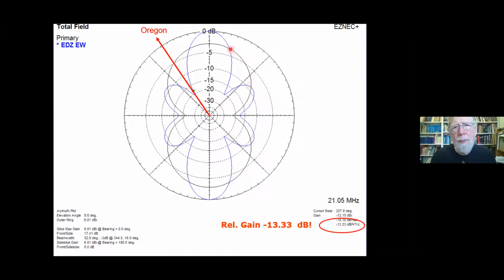So you would be better off with the dipole than talking to people over those angles. And you'd only be better off over this angle. And then some of these angles, you get a slight edge by the extended double ZEP.